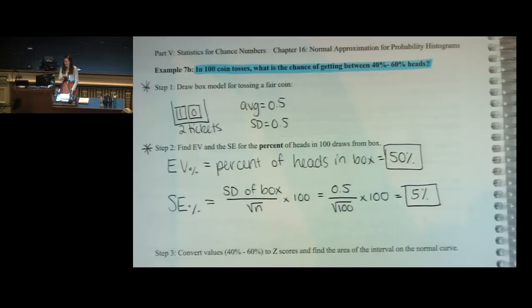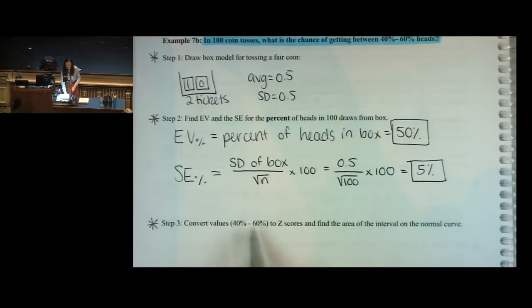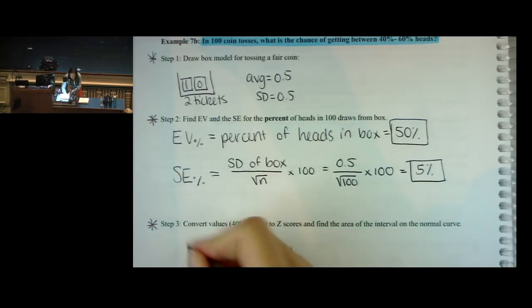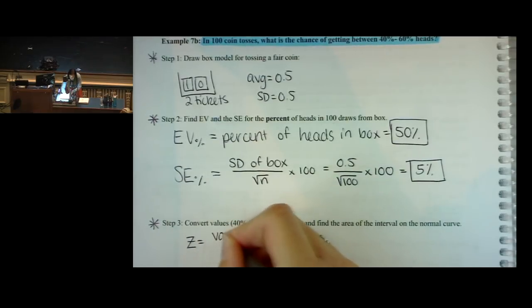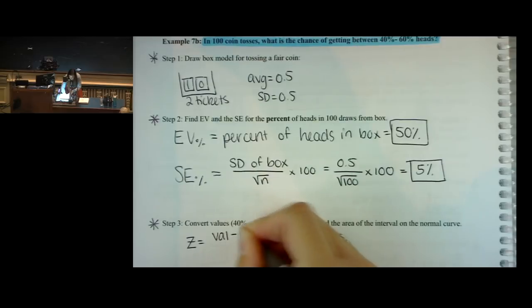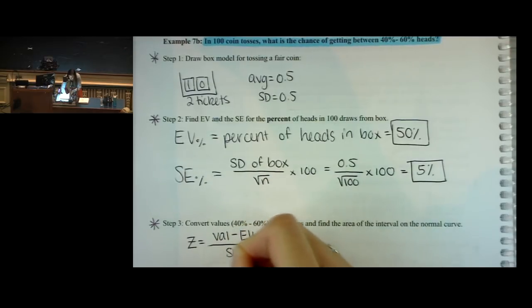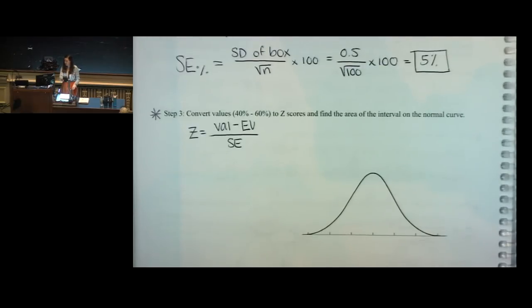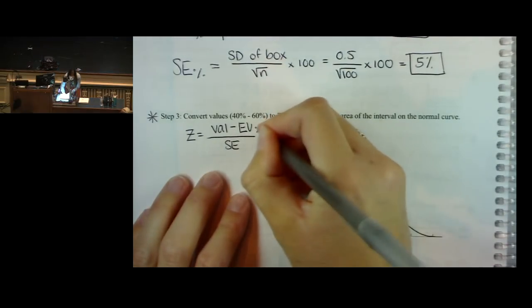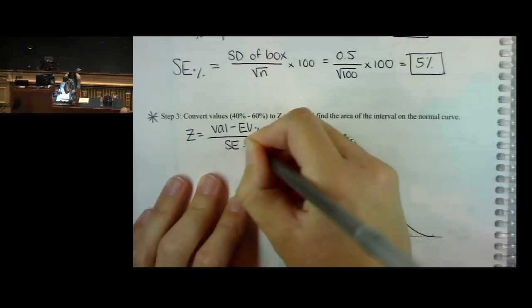All right, and now I can answer my question. I have everything I need to know. It says convert the two values to z-scores and find the area in between. So for z-scores, I'm just going to use the formula, which is value minus expected value divided by standard error. And that's for these random variables. And I'm dealing with percents, so I'll just add the percent signs.